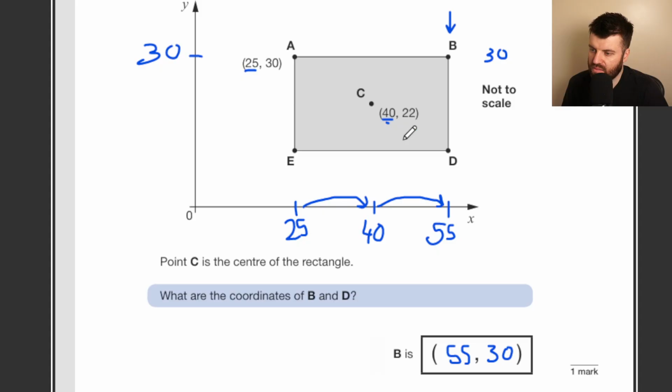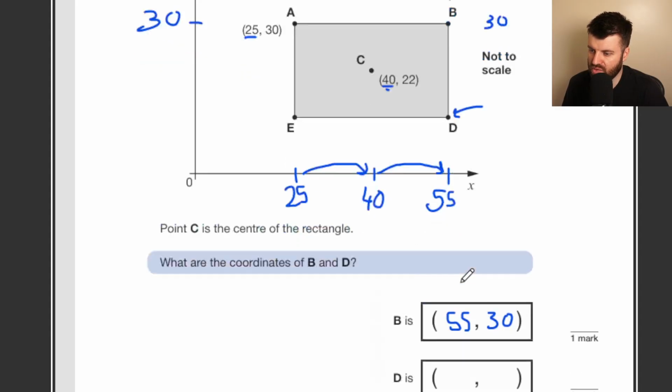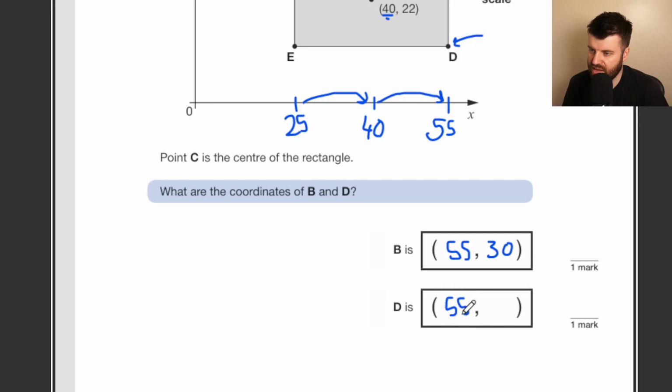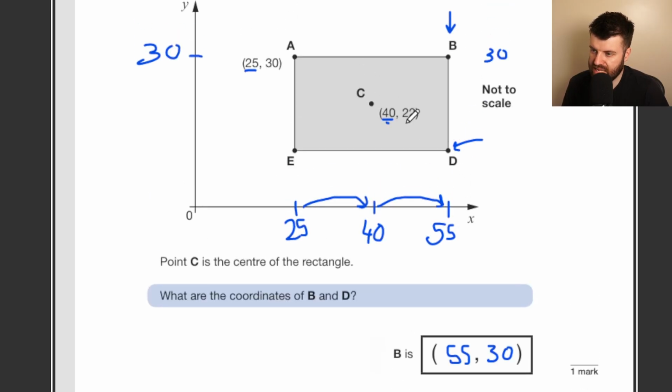Now we need to do D. Well, look, D's right here. So this is quite cool. We already know it's 55 across. We've worked that out. How far up is D? Well, let's use the same logic. C is the midpoint.